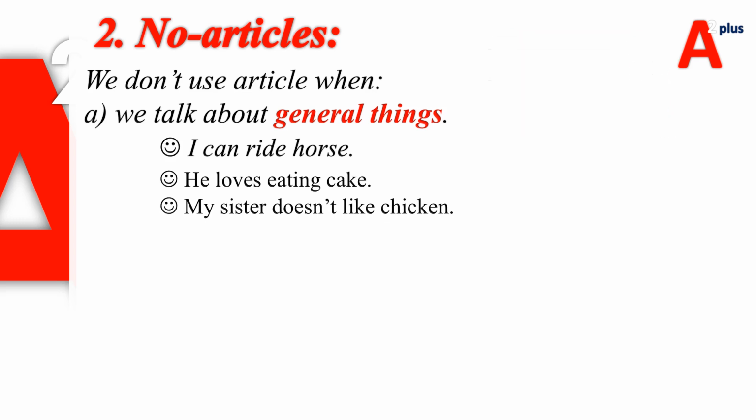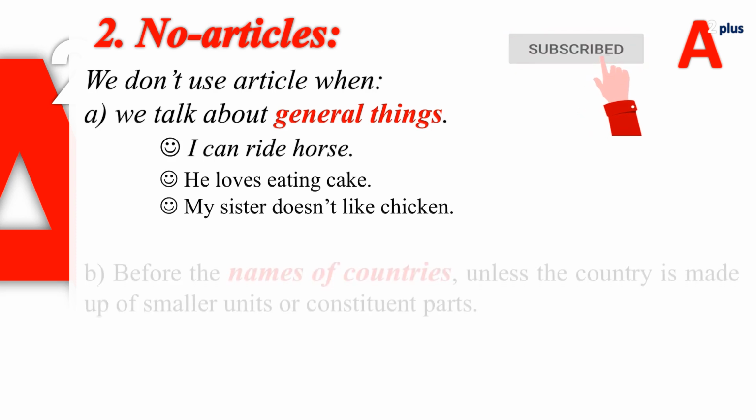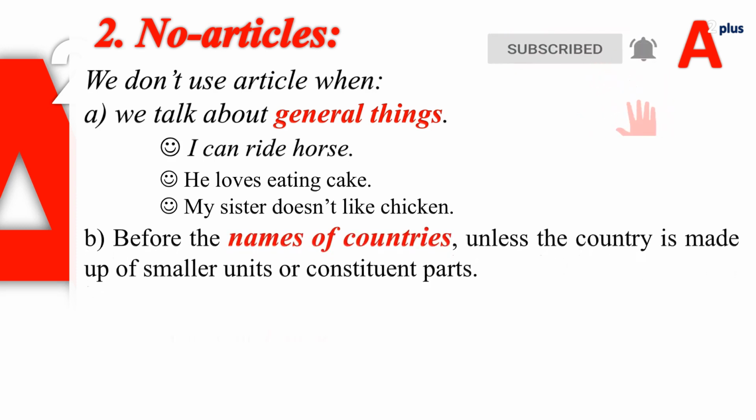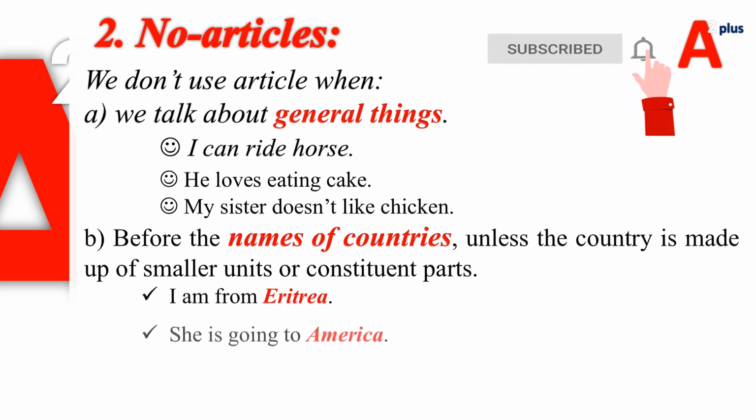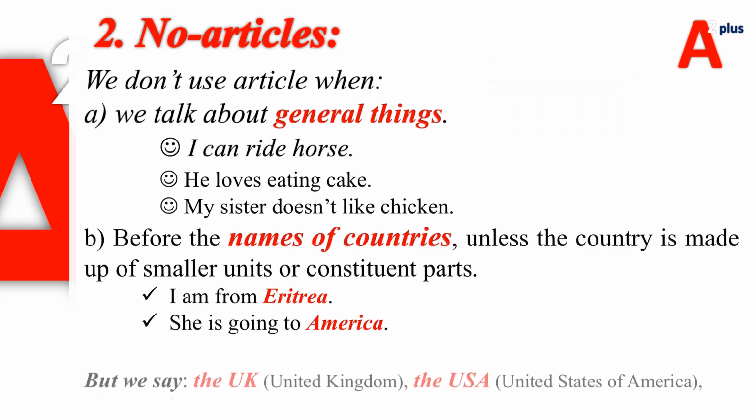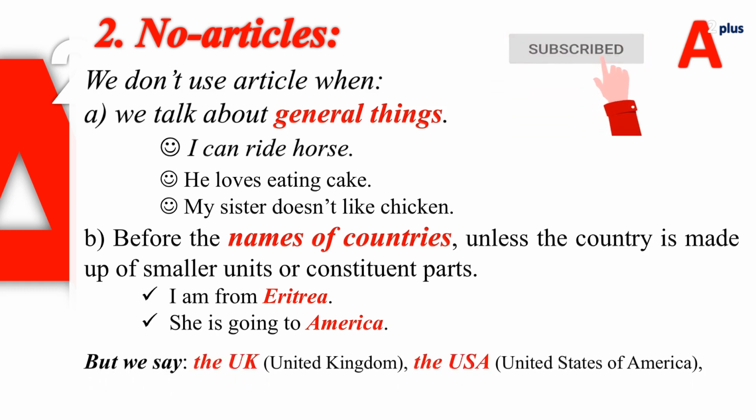The second one is before names of countries, unless the country is made up of smaller units. For example, I am from Ethiopia, I am from Eritrea. We don't say I am from the Eritrea. She's going to America, we don't say she's going to the America. But the United Kingdom is made from small states or countries, so the United Kingdom or the UK. The USA, United States of America, is also made from a group of states.